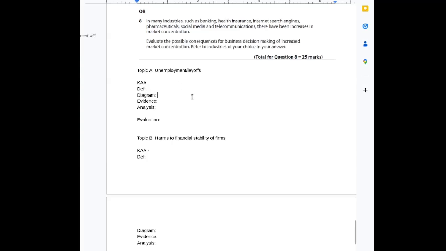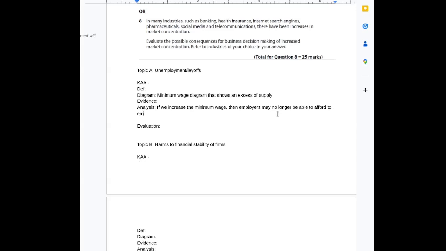The diagram I think here that makes the most sense is the minimum wage diagram that shows an excess of supply. And basically that's showing that you're going to create a level of unemployment when you raise the minimum wage because demand for work will decrease. And so the analysis is like, if we increase the minimum wage, then employers may no longer be able to afford to employ as many staff because the minimum wage may exceed the marginal revenue product of some workers. You know, therefore, we will have unemployment for those workers. That's the crux of the argument.